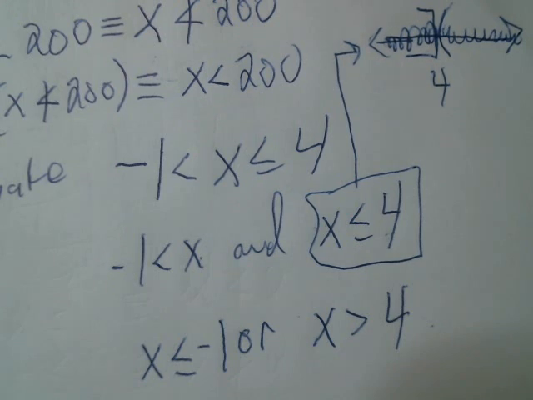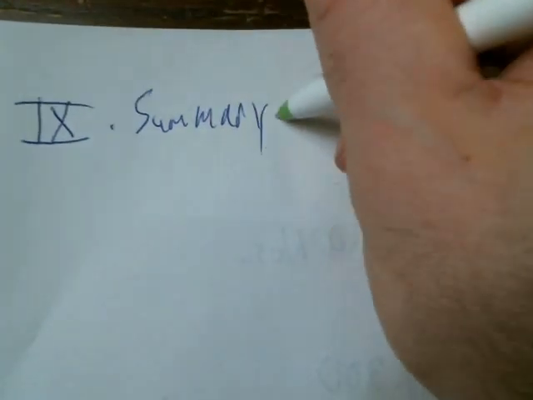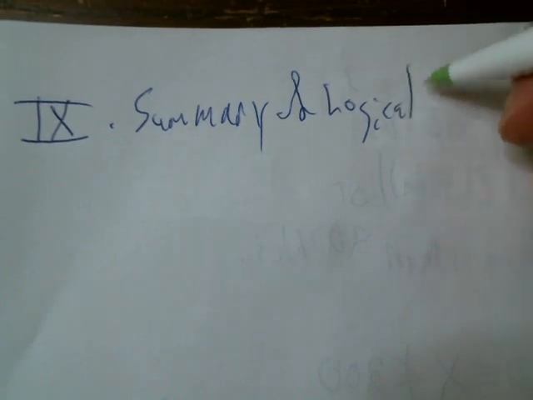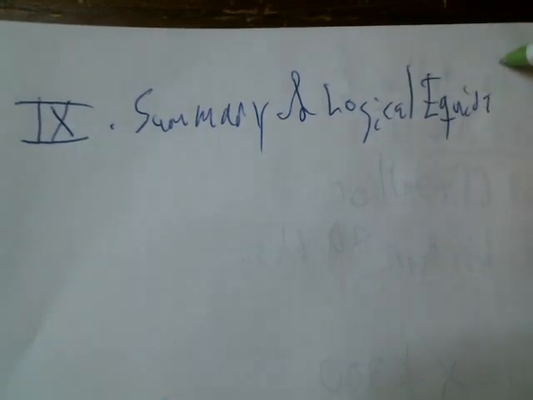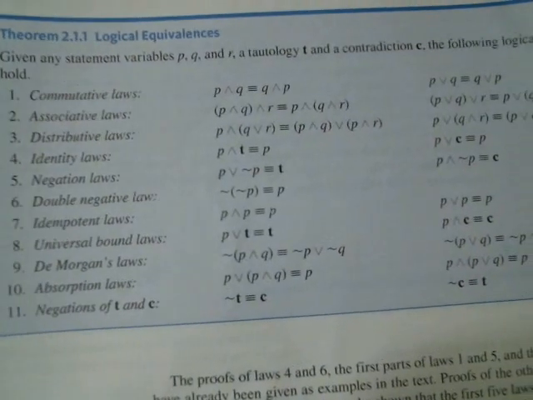Okay. So the last section here is let's not use the truth tables anymore for logical equivalence. We're just going to have these guys memorized. So I think this is section 9 in my notes. It's a summary of logical equivalencies. Okay, and this is located on page 49. It's theorem 2.1.1, so it's this chart.